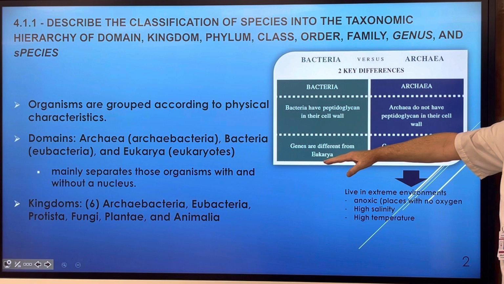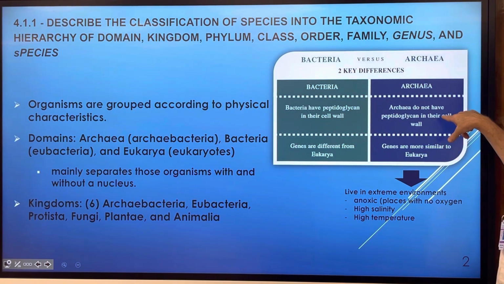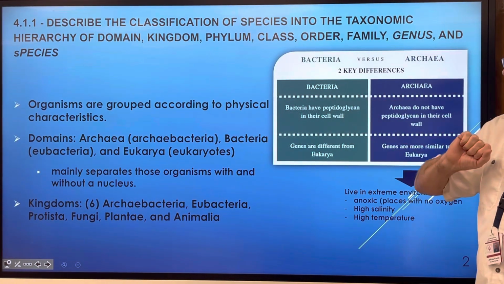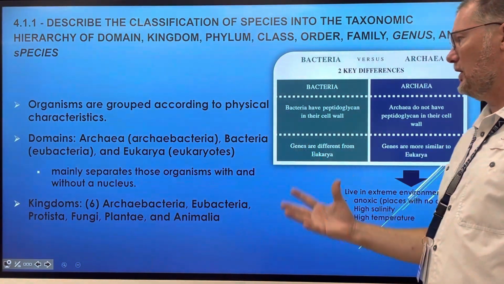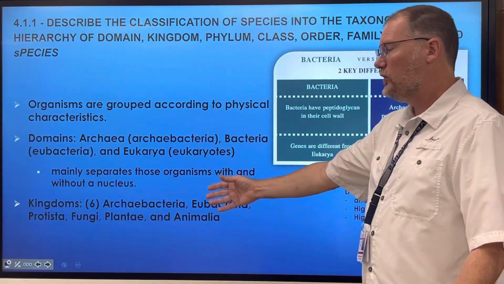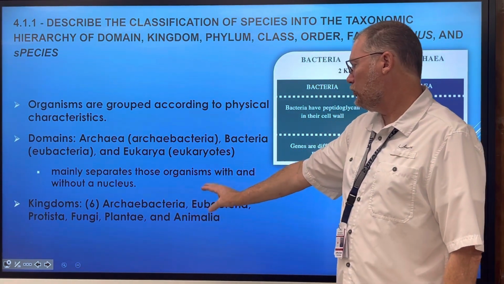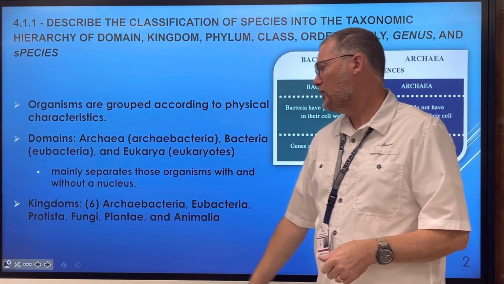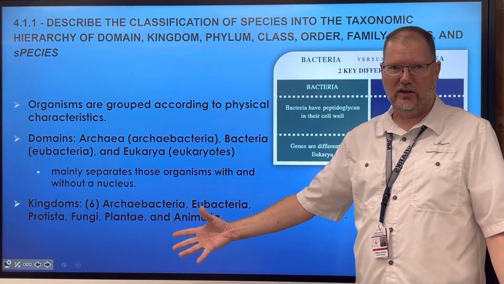So you've got the bacteria cell wall. It's just a protein, and then these genes and the archaea are more similar to eukaryotes. The bacteria are less similar to eukaryotes. That's the main differences there. And these are now the 6 kingdoms. So there's archaebacteria, eubacteria, protists, those are the single-celled organisms, fungi, which are funguses.